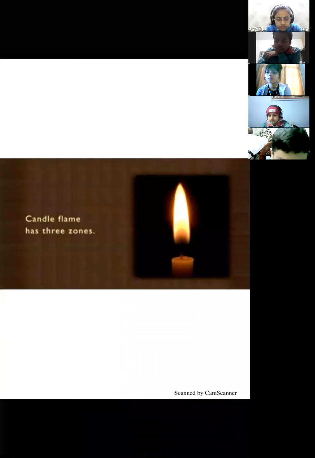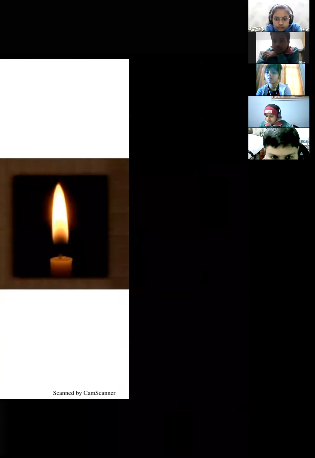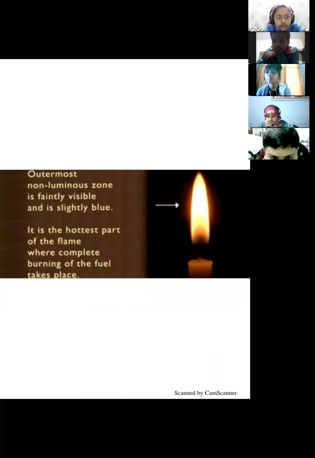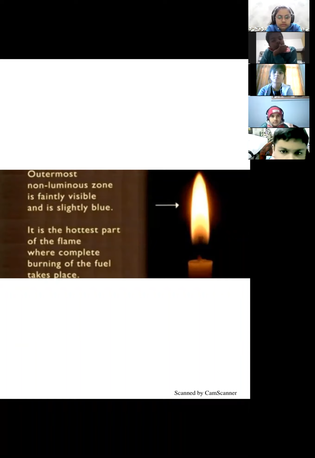Next, the flame has 4 zones. We had already gone through it. Moving on to the first zone, the outermost, which is the non-luminous zone, is faintly visible and slightly bluish in color. It is the hottest part of the flame. Why? Because complete combustion of the fuel is taking place.